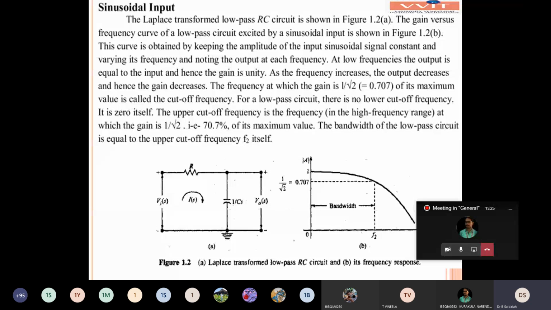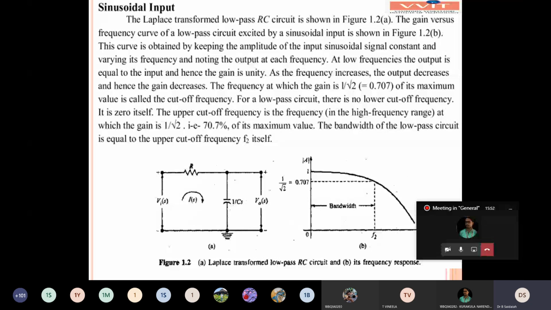So that's why the sinusoidal input and output waveforms are not shown here. Here we show only the low pass RC circuit diagram, and the second diagram is the frequency response curve. Frequency response means voltage gain versus frequency. So the x-axis is frequency and the y-axis is voltage gain.